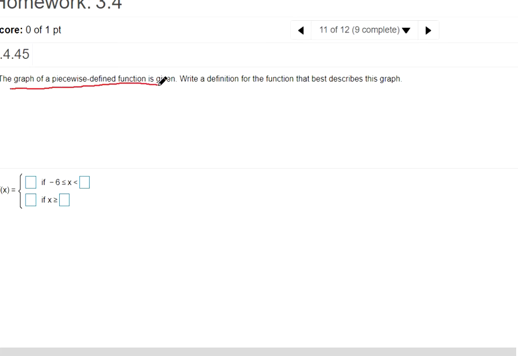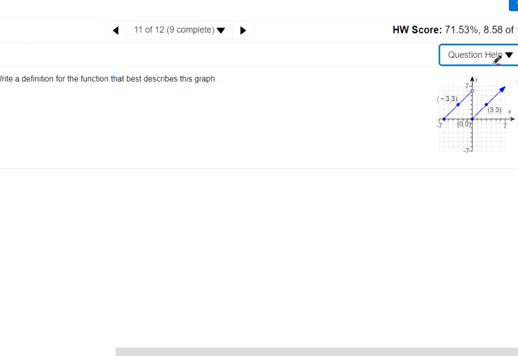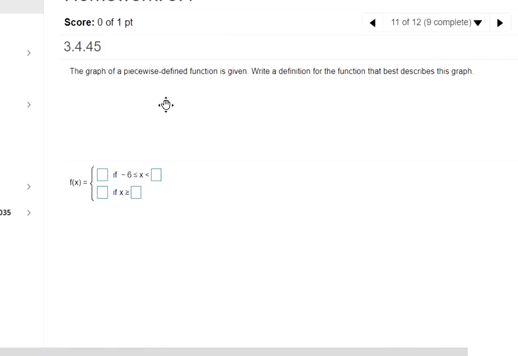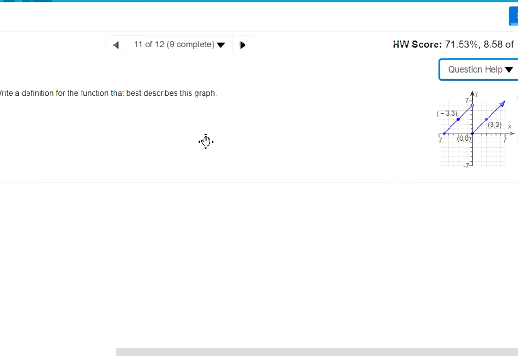The graph of a piecewise function is given, so it's this graph over here. We're supposed to write a definition for the function that best describes the graph. And you can see MyMathLab has already started setting that up for us.